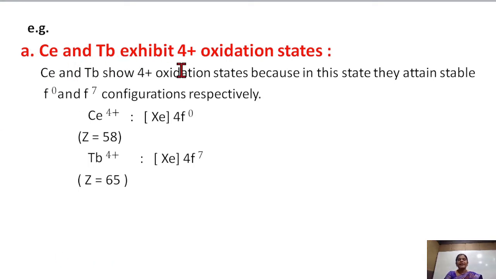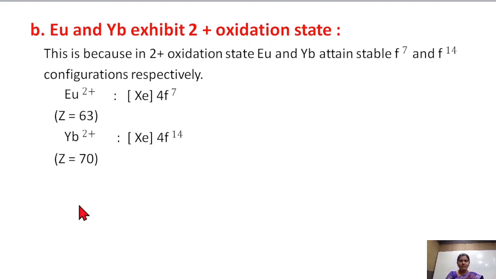Cerium and terbium exhibit the 4+ oxidation state because in this state they attain stable f0 and f7 configurations respectively. Cerium 4+ has the electronic configuration xenon 4f0, and terbium 4+, atomic number 65, has xenon 4f7. These 4f0 and 4f7 are stable. To attain stability, these two have the +4 oxidation state.